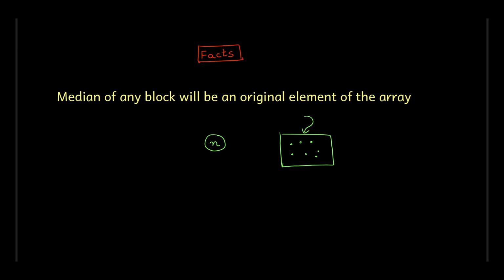And why is that statement true? It's simply because how do you find the median? You sort all the elements and you locate the element which is at the central position. So half the elements are smaller and half the elements are bigger. So the median has to be in the set.